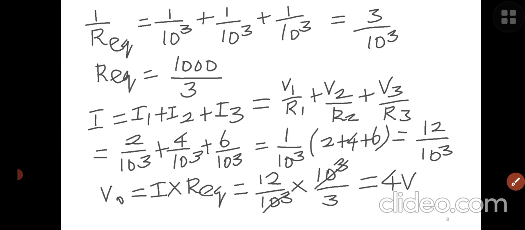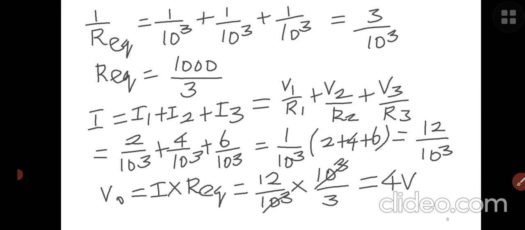Let's solve 1 by R equivalent. That is finding the equivalent resistance. All the three resistors are connected in parallel. As a result, we get the equivalent resistance 1000 divided by 3.